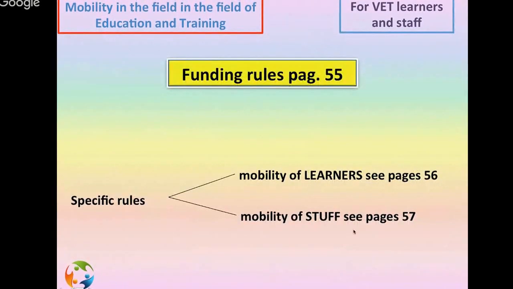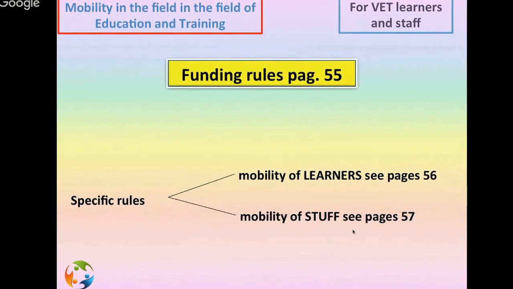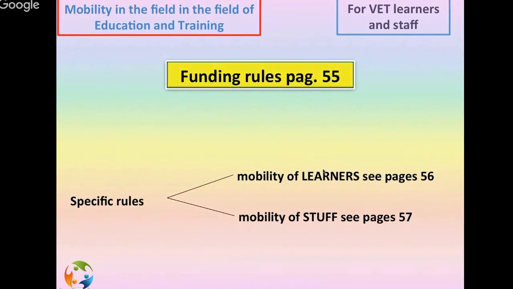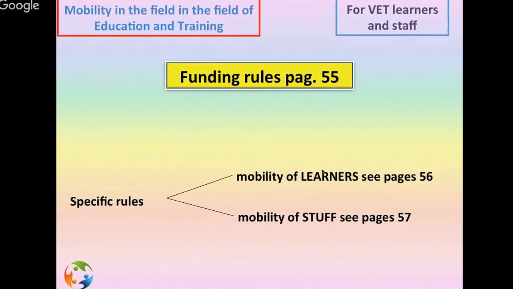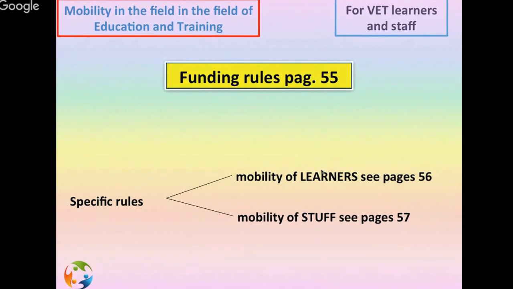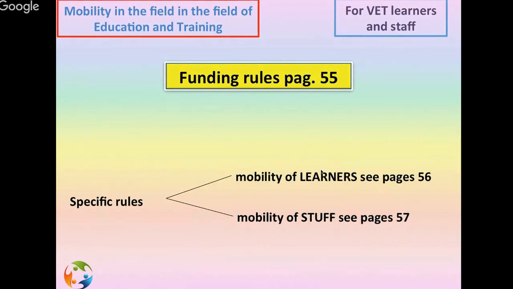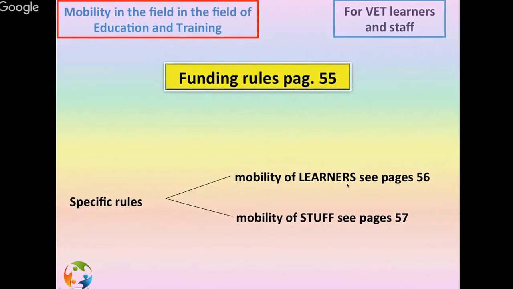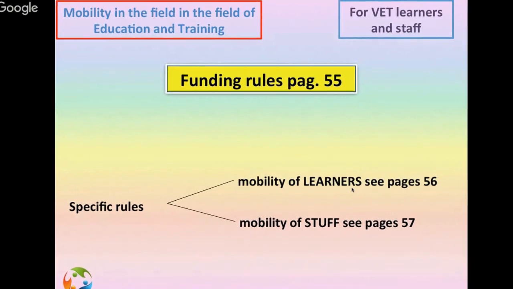There are some specific rules that concern the funding, and you can find them starting from page 55 in the user guide. Another thing I wanted to tell you is that according to the edition of the user guide that you have, the pages could differ by 1 or 2 numbers from the ones that I'm telling you. But these refer to the last version that was published last year in November.